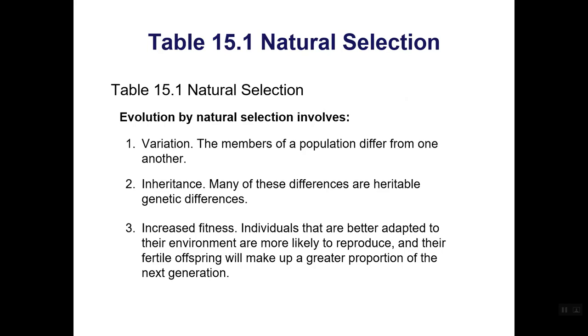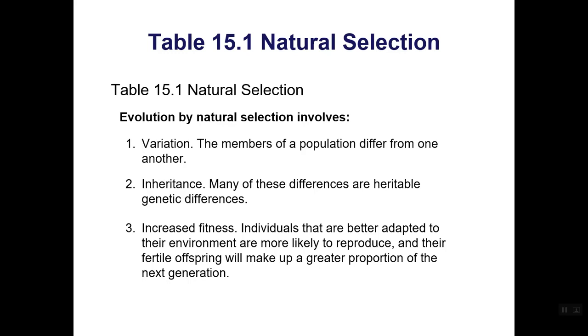Okay, so next, evolution by natural selection involves three things. The first thing is we have to have variation. If we stick with my hair color example, if we all had blonde hair or if we all had brown hair, if there's no variation, then our populations would not be able to adapt. So variation is a requirement of natural selection. The members of a population have to differ from one another.